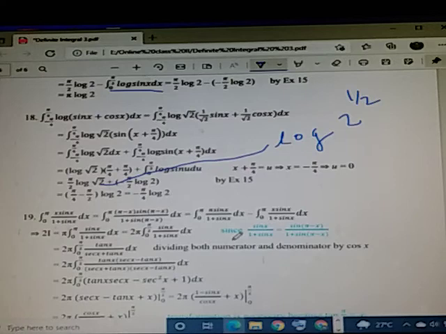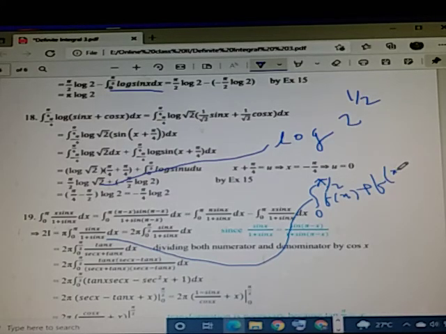Applying property 5, this one we break as 0 to pi by 2, then f of x plus f of pi minus x. Because f of pi minus x is equal to f of x, so it is 2 times of this by property 5. Now this is twice, 0 to pi by 2, sin x by 1 plus sin x.